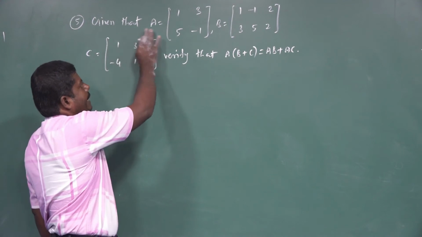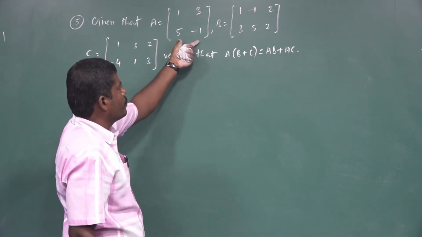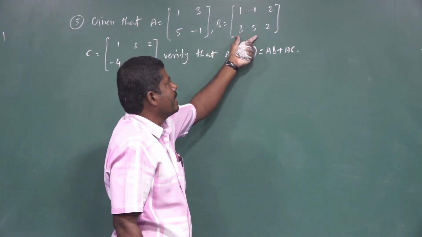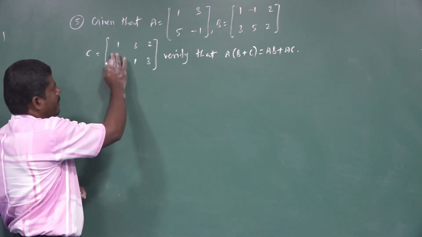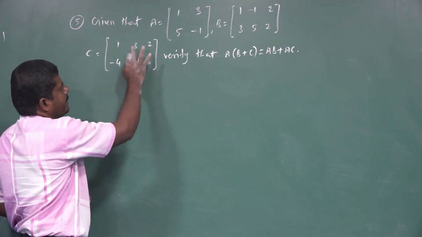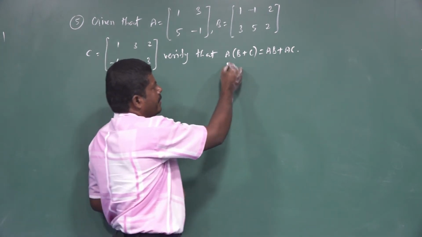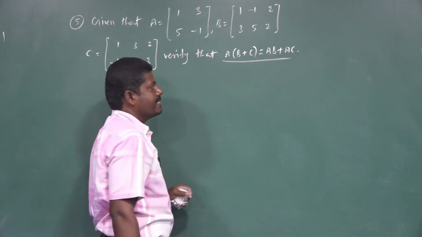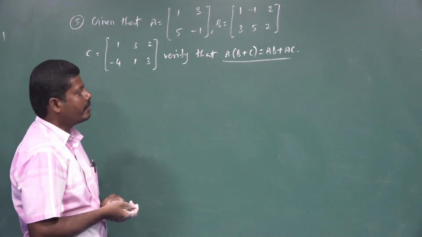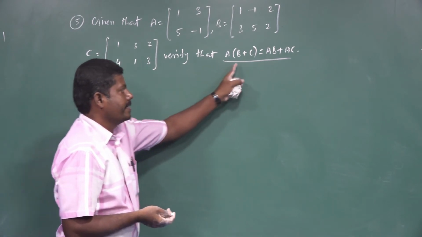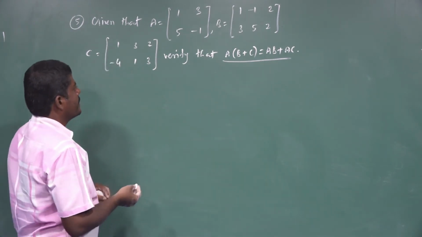Okay, next you listen, question number 5. Given that when A matrix is given, the order of A matrix is 2 by 2. B matrix is given, the order of B matrix is 2 by 3. C matrix is given, the order of C is 2 by 3. Verify that A of B plus C is equal to AB plus AC. Distributive property is given. Understand? Now you want to verify this property. So first you take the left side.